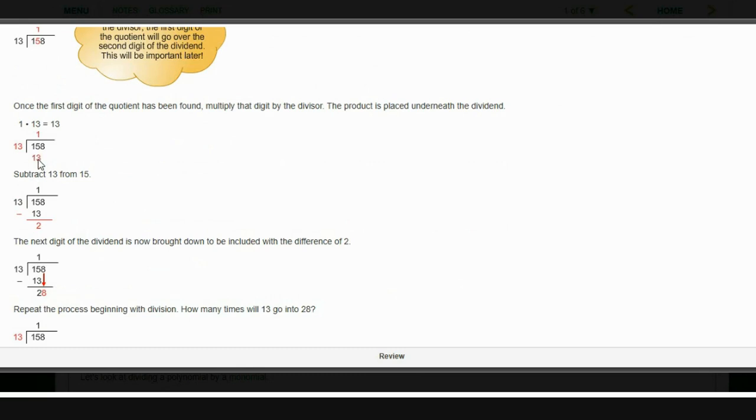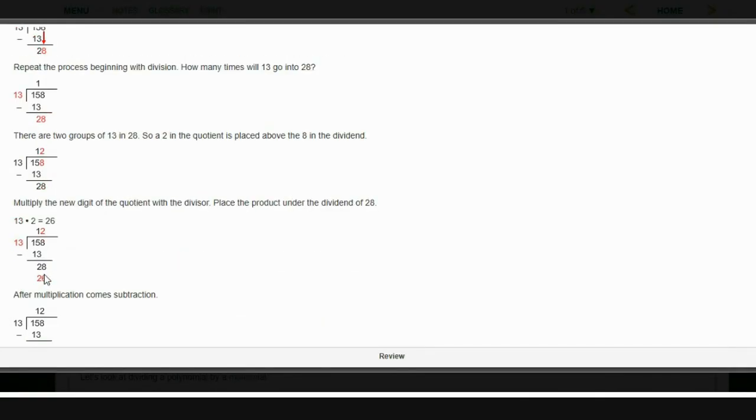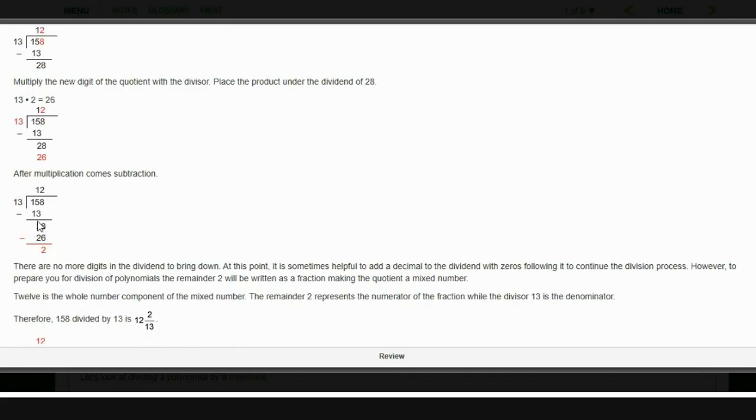You multiply 1 times 13, subtract to get 20, bring down the 8, 28. 13 and 28 goes twice. Okay, multiply back, you have a remainder. So in this case, we have the dividend of 158, the divisor of 13, and the quotient is 12.